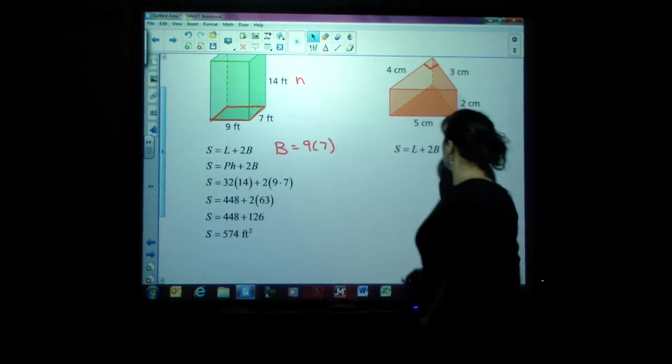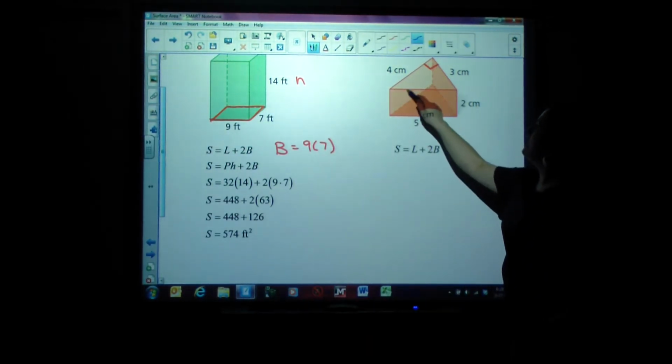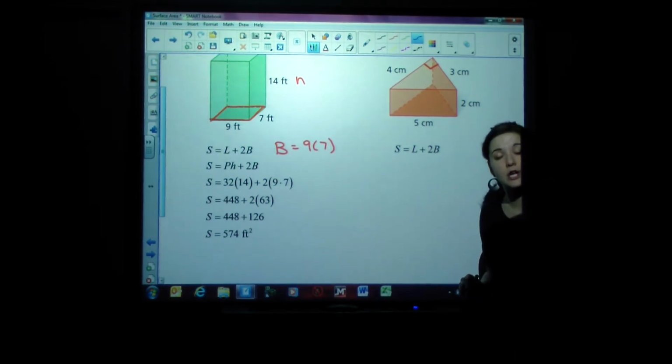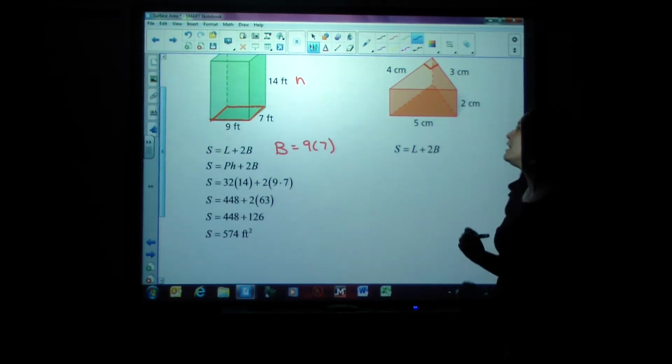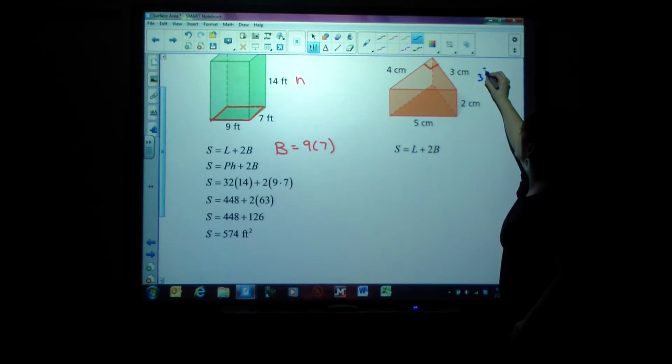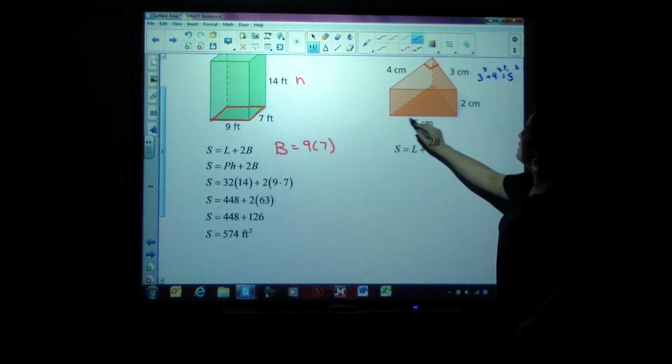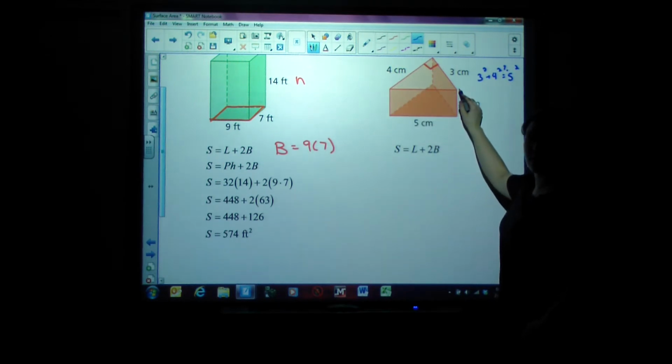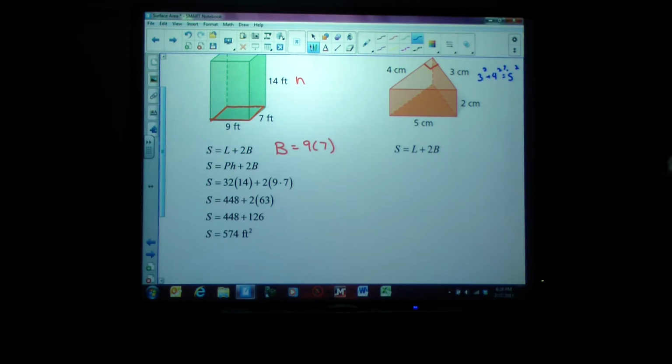Now, if you didn't know that this was a right triangle, how could you find out? Well, you could double check using Pythagorean theorem. We could check 3 squared plus 4 squared. Does it equal 5 squared? Because 5 is that third length on the triangle. So if we have a triangle, we can check to see if it's a right triangle by using Pythagorean theorem.